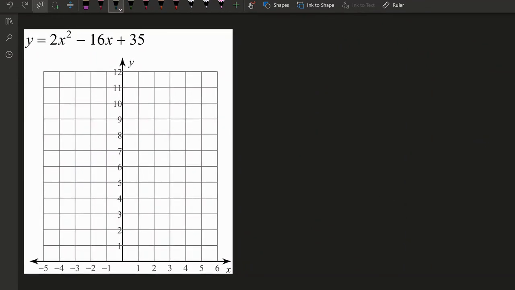So again, step 1, find the axis of symmetry. X equals negative b over 2a. So in this case, it would be negative 16 divided by 2 times 2. So that would be positive 16 over 4, which reduces to 4. So that means I've got an axis of symmetry right here on x equals 4.